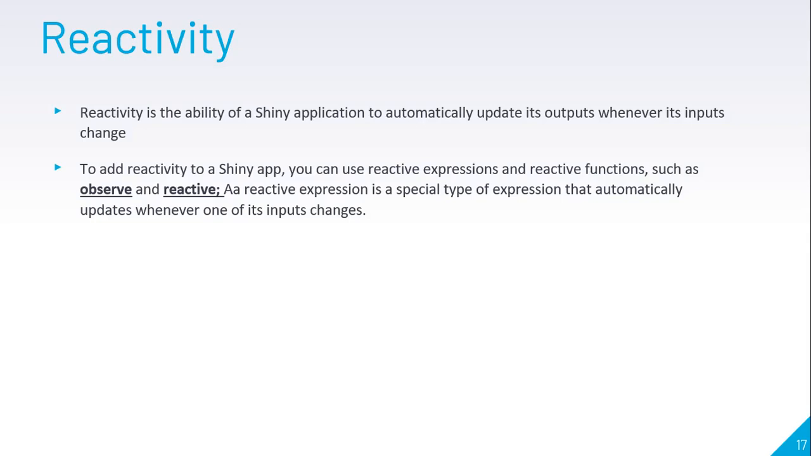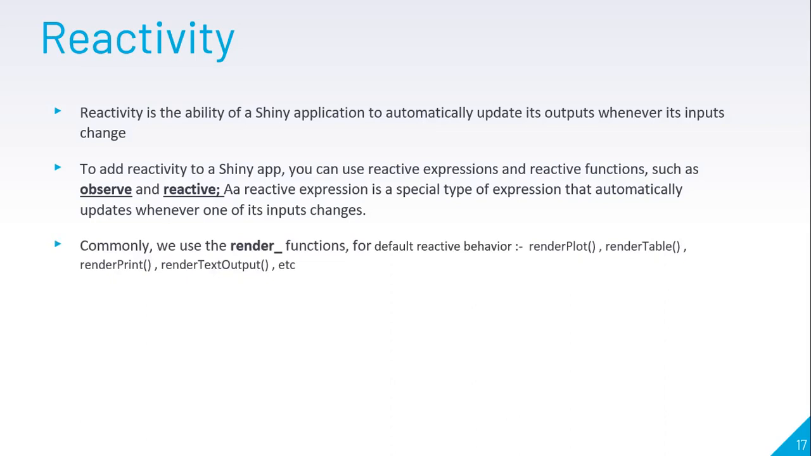The first option is using the default reactivity behavior, which is using the render functions: renderOutput, renderPlot, renderTable, renderPrint, renderText. That's the default. In most cases it is enough, but sometimes you want to make it more advanced, more interactive, more functional. So we use the observe and the reactive functions.